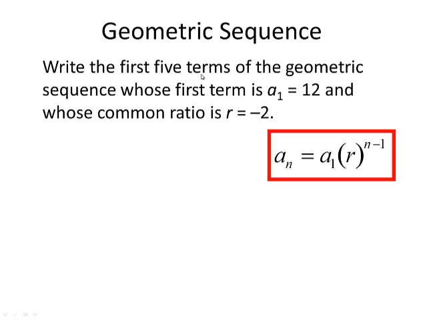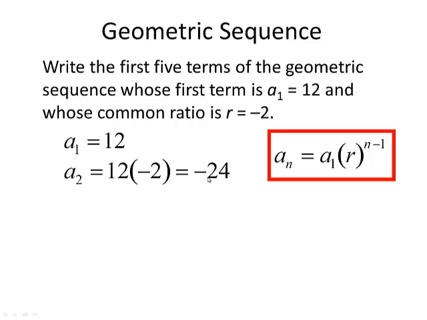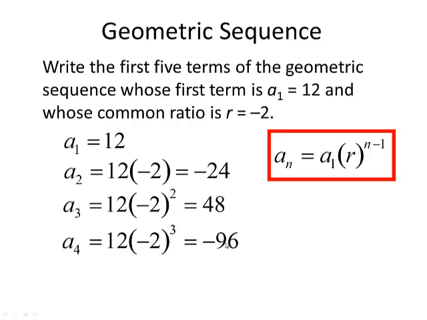Write the first 5 terms of the geometric sequence whose first term is 12 and whose common ratio is negative 2. So if we're going to write this out, the first term is 12. The next one is 12 times negative 2, which is negative 24. The next one is negative 24 times negative 2, which is positive 48. And positive 48 times negative 2 is negative 96. Next one is negative 2 times negative 96, which is 192.